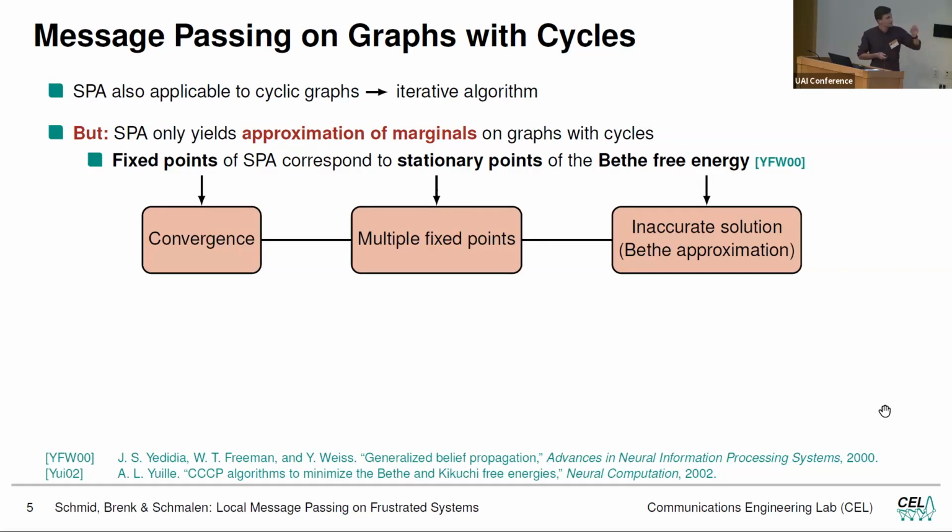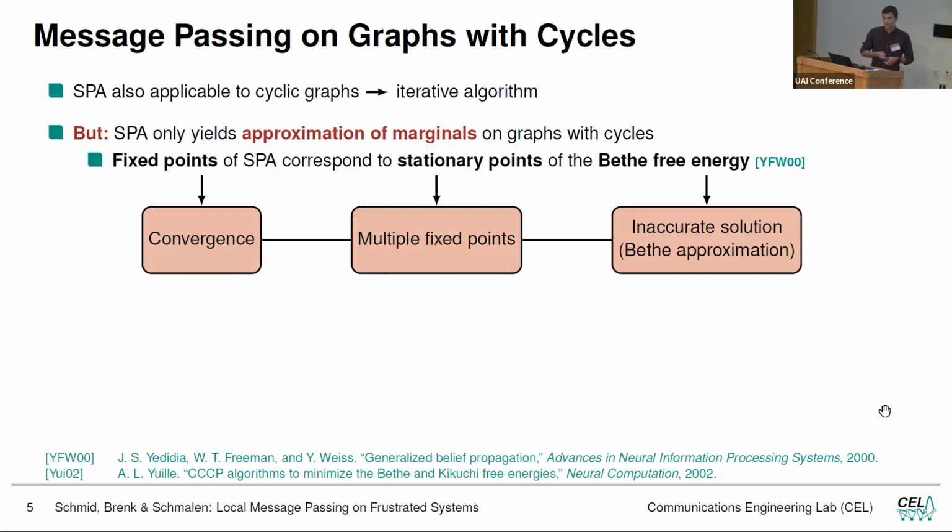And we will need this Bethe free energy later, but for now it's just interesting to see the different types of errors which we can make by applying the SPA on cyclic graphs. At first, we are not ensured that we will converge when doing message passing. And even if we converge, we might end up in a local minimum of the Bethe free energy and not a global one, which we would originally want to go to.